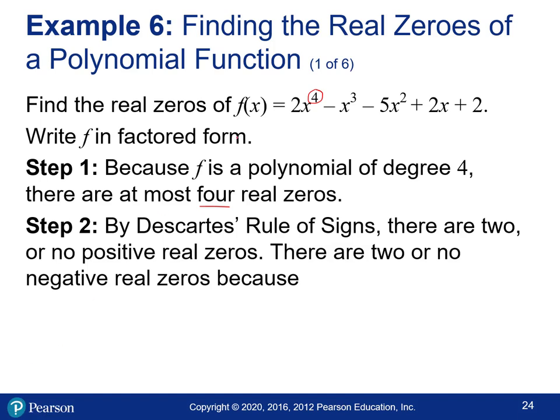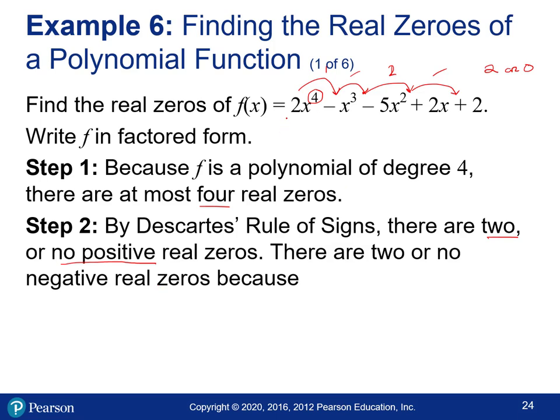Then from Descartes' rule of signs, notice that this goes positive to negative, so that's one sign change. Negative, so there's none there. Positive from negative, that's a second sign change. And then positive again, so no sign change there. So we have 2, or subtract 2, so 2 or 0 positive real zeros.